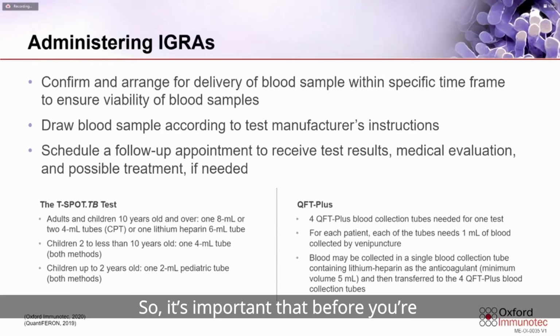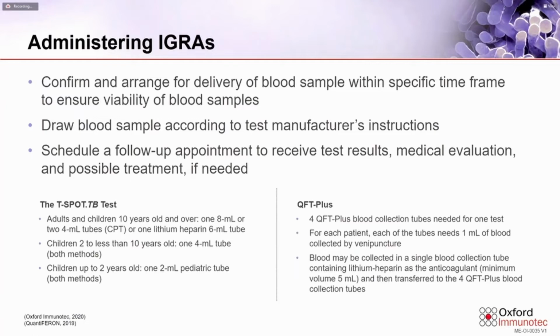So it's important that before you administer the test, you arrange the time when it's going to be done, because with all blood tests that need live cells, the samples need to be processed in a timely manner, since that can affect the results. So it's important to do it at a time where you can process and retrieve the samples in a timely manner. And then you basically follow the instructions in the test manufacturer's package insert. You have to do a follow-up visit to discuss results and decide if they need treatment or not.